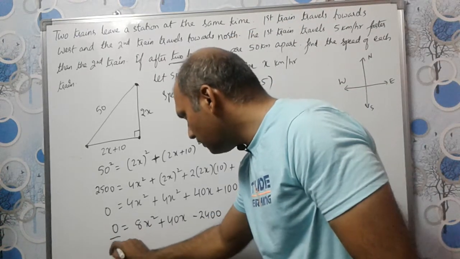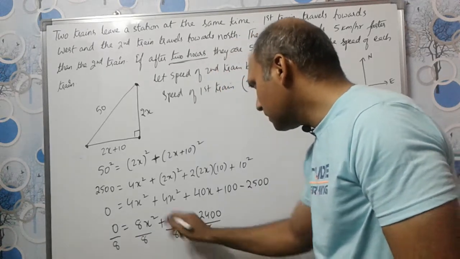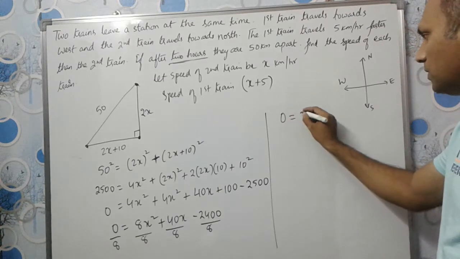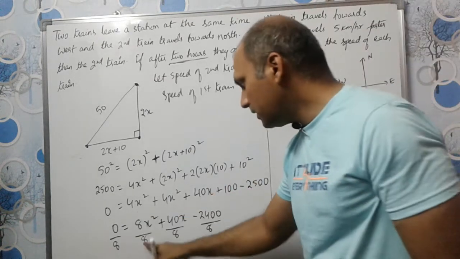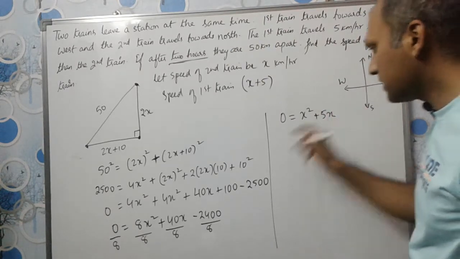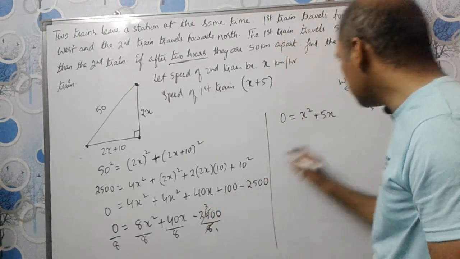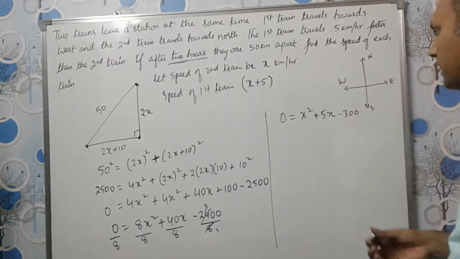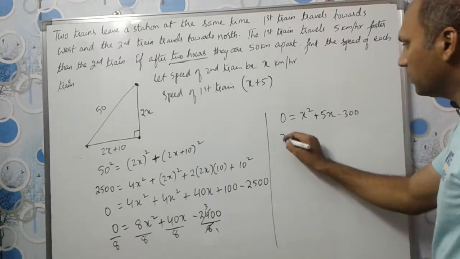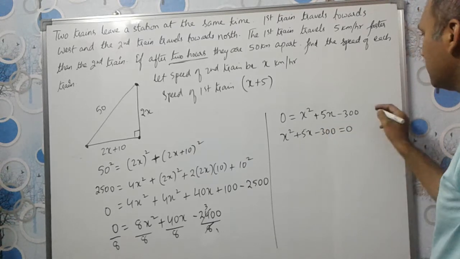See, we can simplify this equation by dividing by 8 on both sides. So what will this become now? 0 is equal to x square, 8 divided by 8 will get cancelled, right? x square plus 5x, 40 by 8 is 5, and 8 threes are 24, so this will give us minus 300. Okay, I hope you understood this. So what is the equation now? x square plus 5x minus 300 is equal to 0.